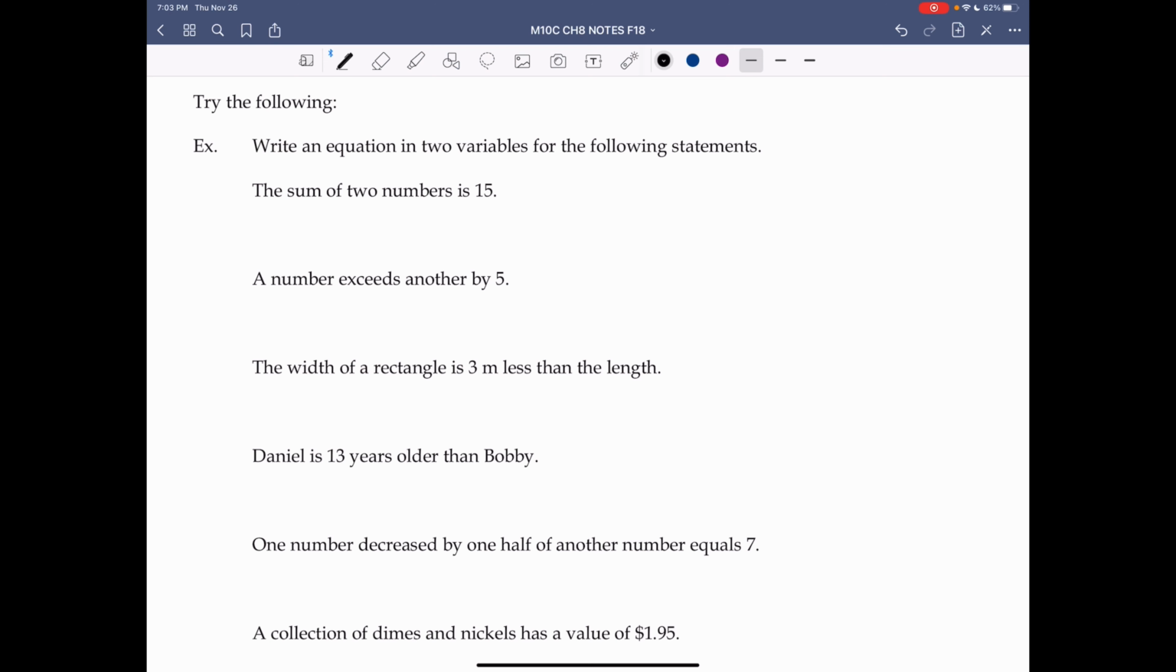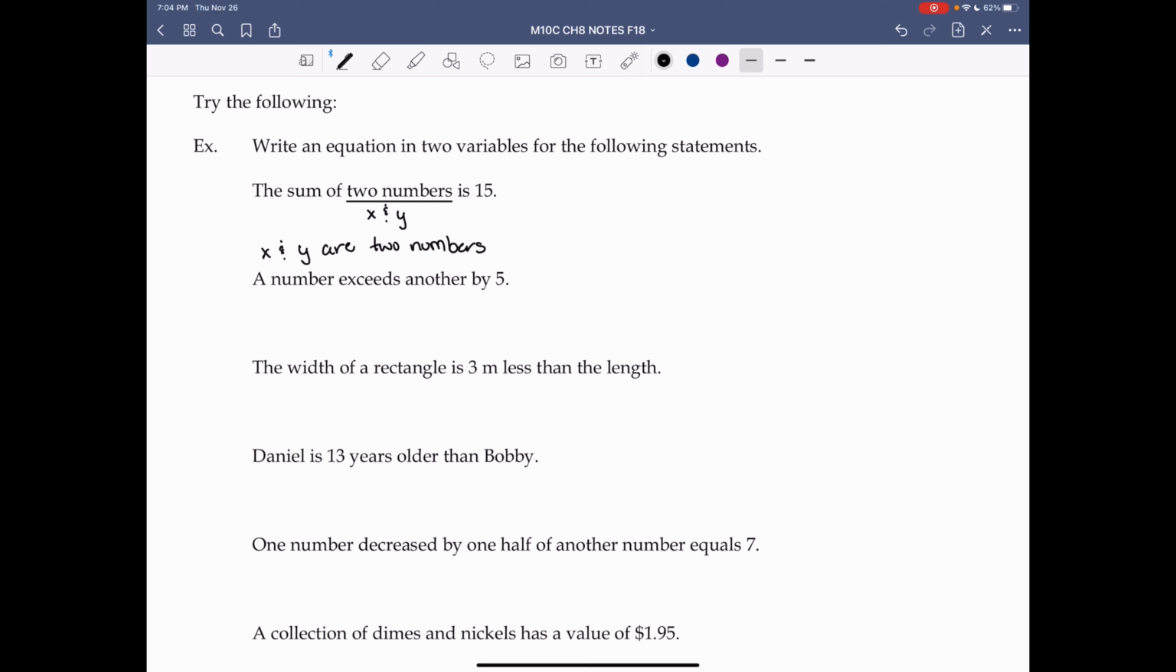Write an equation in two variables for the following statements. The sum of two numbers is 15. The first thing we need to do is define our two variables. They represent our two numbers, so we can call them x and y, or any two variables. And then we define our variables. In this case, we can define them in one. We can say x and y are two numbers. We don't know what the numbers are, but we know they're two numbers.